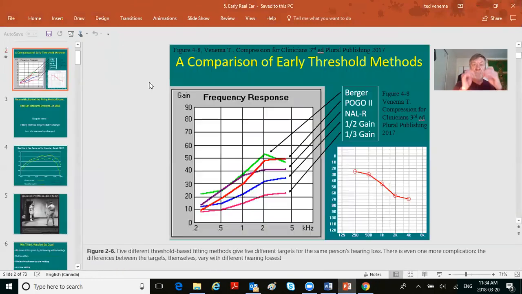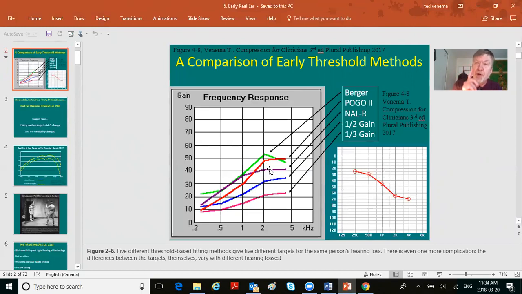So basically, we did study already a few weeks ago a comparison of early threshold fitting methods: Berger, POGO, NAL-R, half-gain, Libby's one-third gain rule. Look at how the targets all differ for this particular hearing loss. And another thing to underline is one target for each hearing loss for each fitting method. In other words, when Berger looked at this hearing loss, one fitting method in green. When POGO looked at this hearing loss, one fitting method in red. Now, one fitting method in purple, okay?